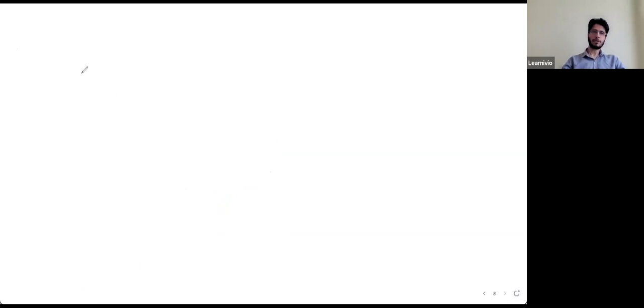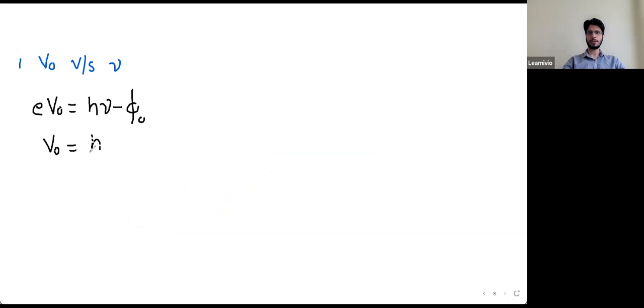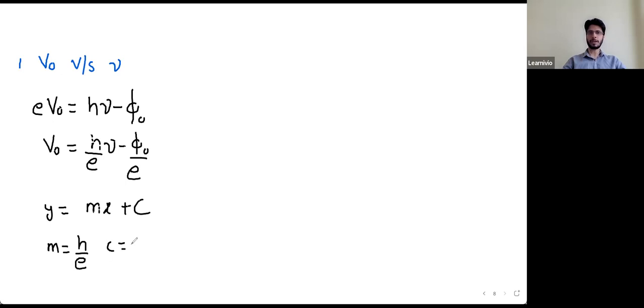There can be a similar graph. It can ask you to plot stopping potential versus frequency. For this graph, you can use the equation eV naught is h nu minus phi naught, instead of kinetic energy. From here, you can take e to the right-hand side: V naught is h by e nu minus phi naught divided by e. When you compare it with y is mx plus c, instead of m you have h by e. So your slope is h by e, and the y-intercept is minus phi naught by e.